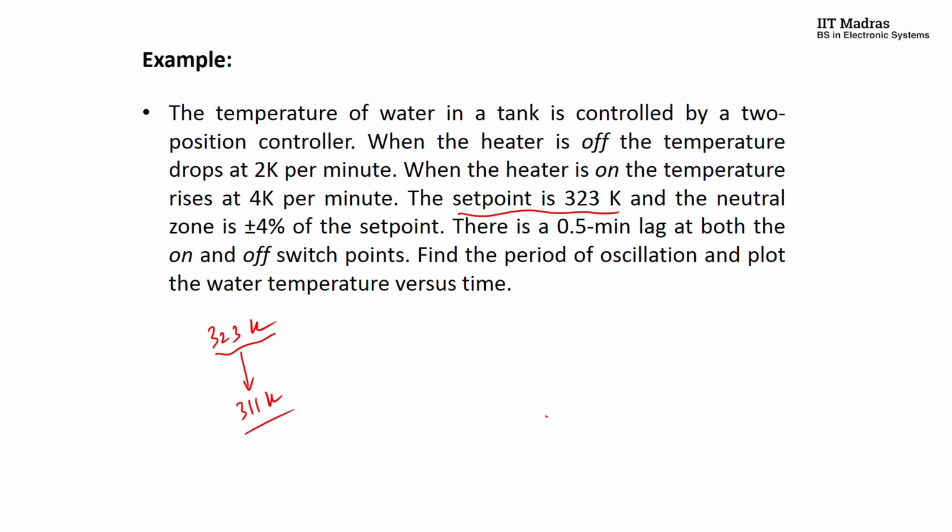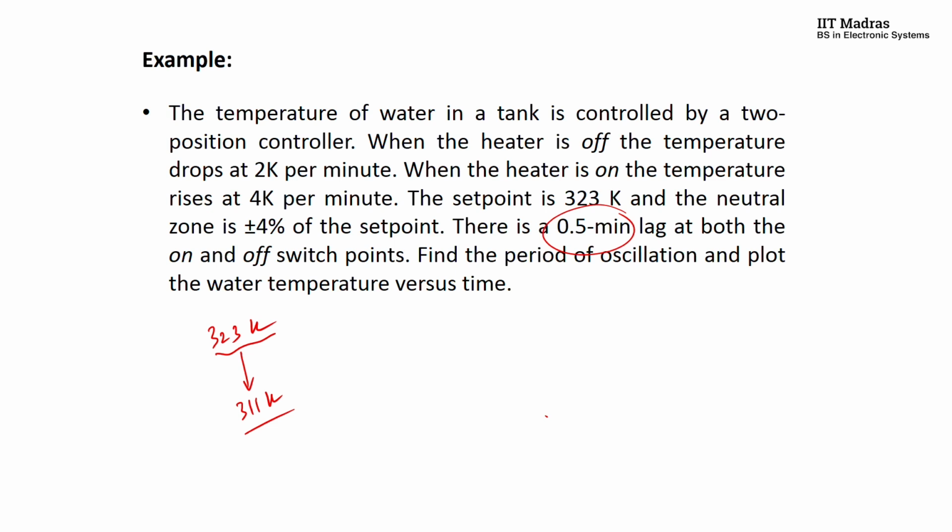That is one point. The second point is you always have a lag of 0.5 minutes here. Even though you detect 311 Kelvin, you will not be able to stop. You need to wait for another 0.5 minute to stop. That means the controller would only stop after a 0.5 minute lag. Now, what is the effect of this 0.5 minutes on this control system is as follows.